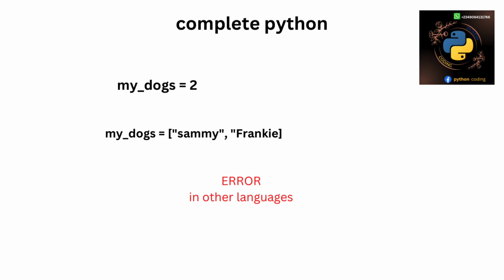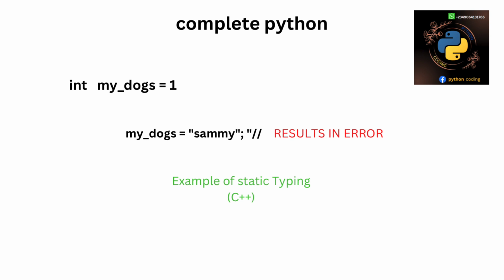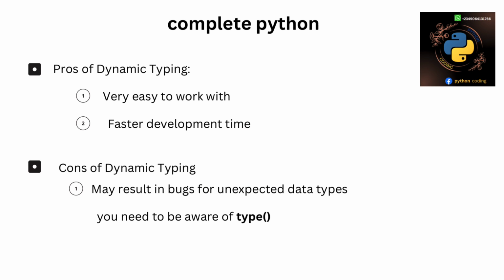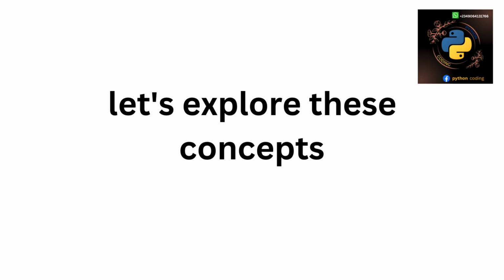But in other programming languages, such as C++, if you do this, it shows an error. In languages like C++, you need to write int my_dogs as an integer. Then in your next code, if you write my_dogs is equal to Sammy, you will not be able to reassign it. So dynamic typing in Python is very easy to work with and gives faster development time. The cons of dynamic typing are that it may result in bugs from unexpected data types. You need to be aware of type in Python. So we are going to explore this concept.